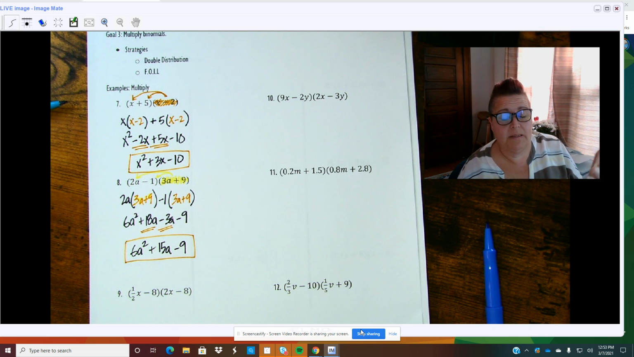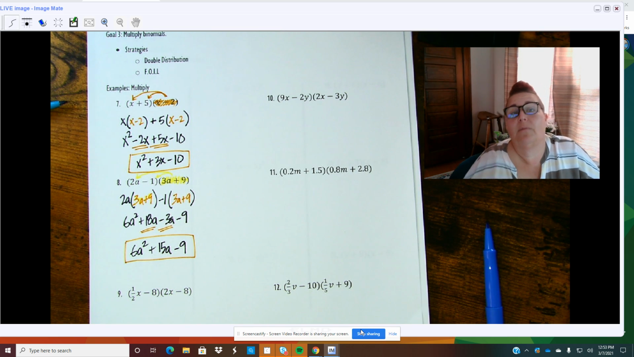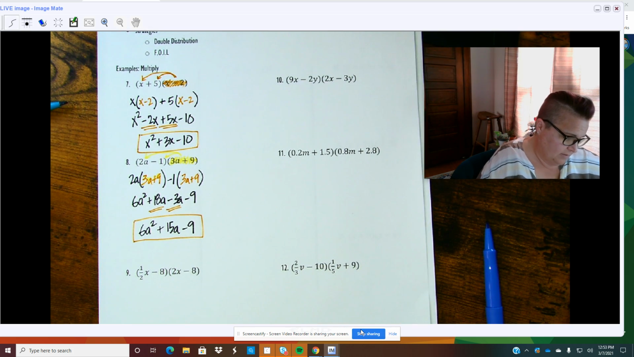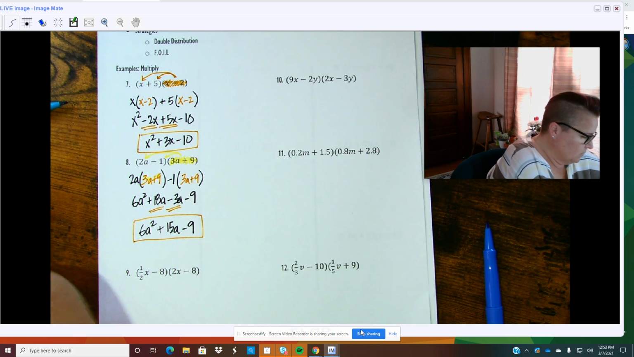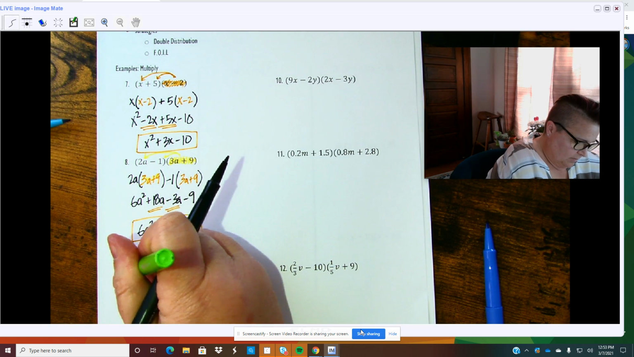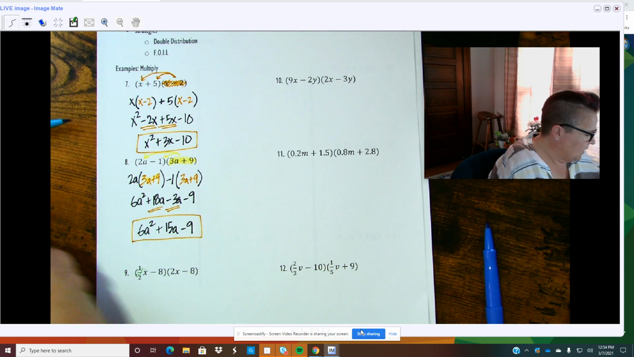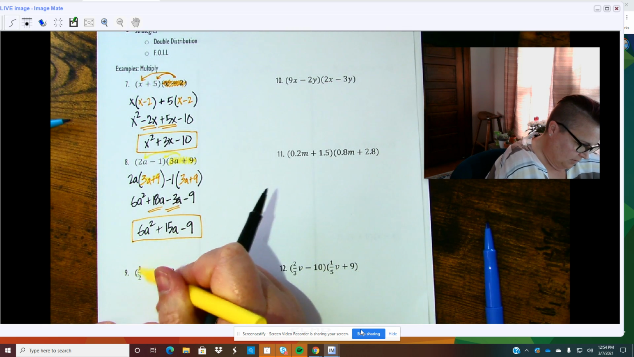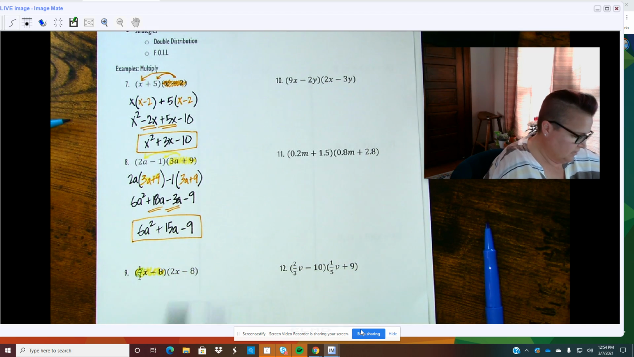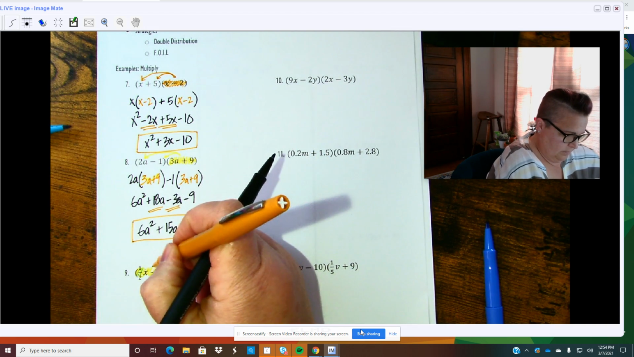Okay, double the distribution. Can we mix it up slightly? Yeah, you can do it a little bit differently. Some of you may prefer to actually distribute this guy. So you can distribute the front one. I'm going to go back to the yellow here. You can actually distribute this guy to both of them.